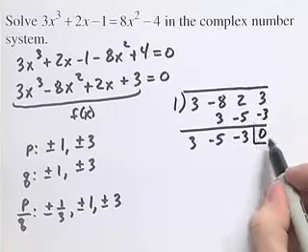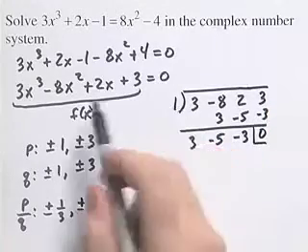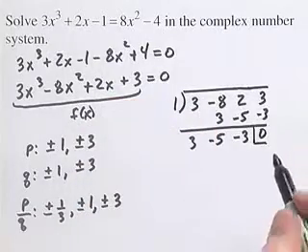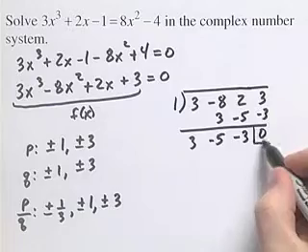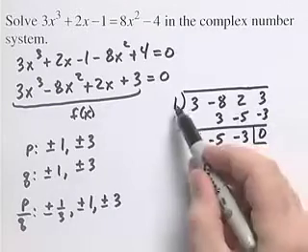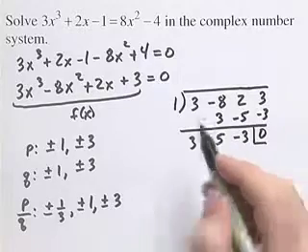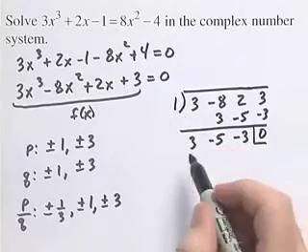Now the remainder is 0, which tells us that 1 is a 0 of f of x, which means it's a solution to this equation. Remember that with synthetic division, if the remainder is not 0, then this is not a 0 of the function, which would mean it would not be a solution to our equation. So we have one of the solutions.